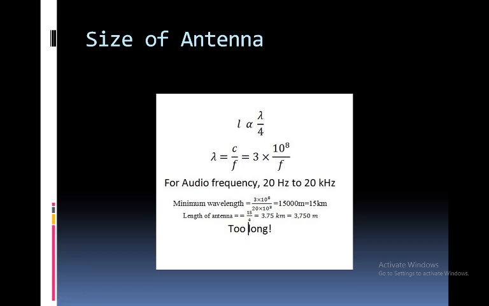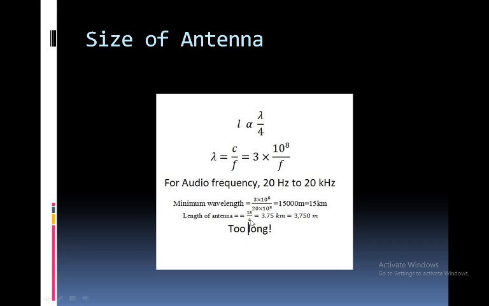Now, if we use the formula λ = 3 times 10 to the power 8 over frequency, it means if you are using the highest audio frequency possible, which is 20 kilohertz, that is 20,000, which is 20 times 10 to the power 3, you divide that, you get 15,000 meters, which is the same as 15 kilometers. This is the minimum wavelength.